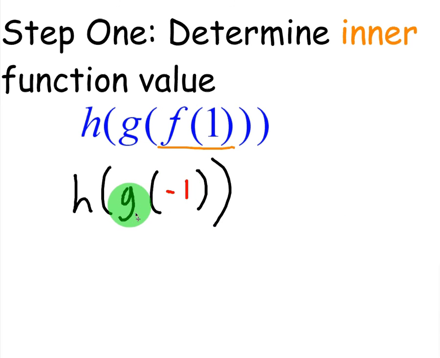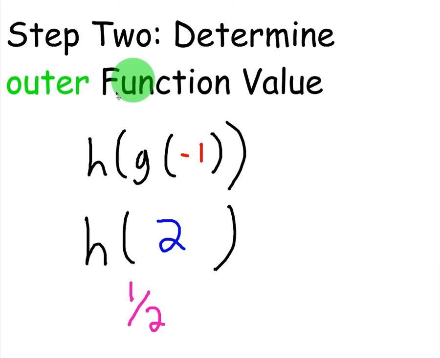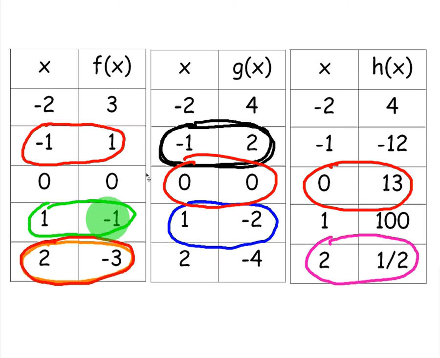So now notice we have another layer to work on, our g layer. It's not the outermost, but it is more outer than f. So now we're going to find g of negative 1 for step 2, determine outer function value. You could call it the middle if you wanted to, but it's more outer than f. So let's now find g of negative 1. We have to go to the g chart. Now that we found negative 1 was the output of f, what's g of negative 1? G of negative 1 is 2.